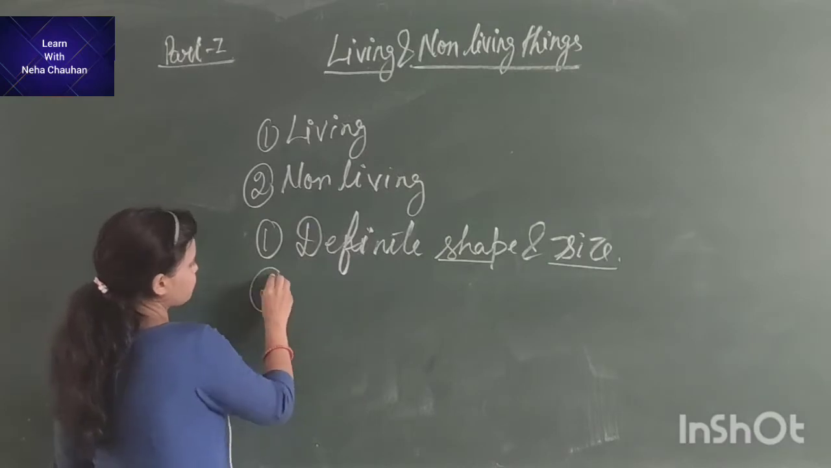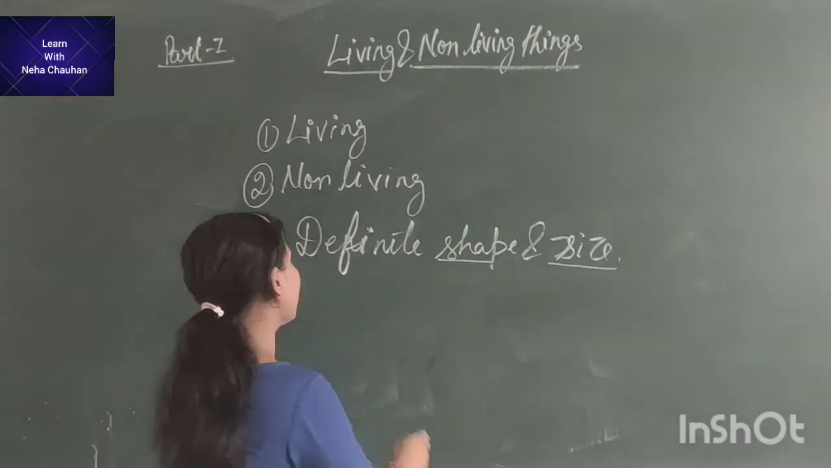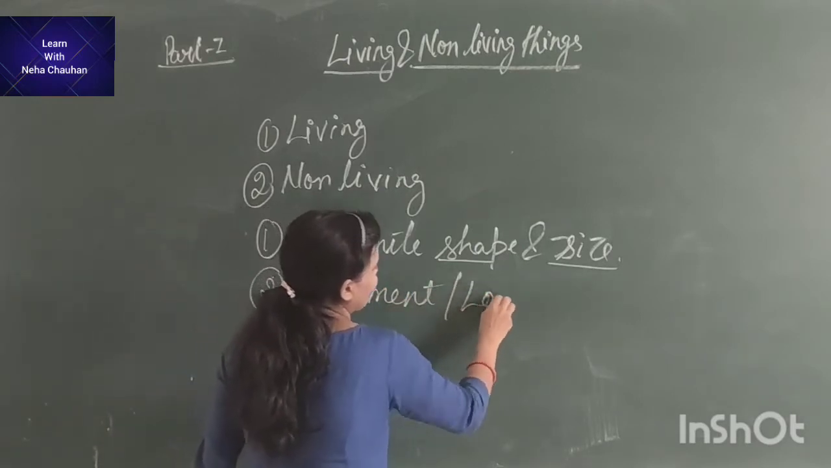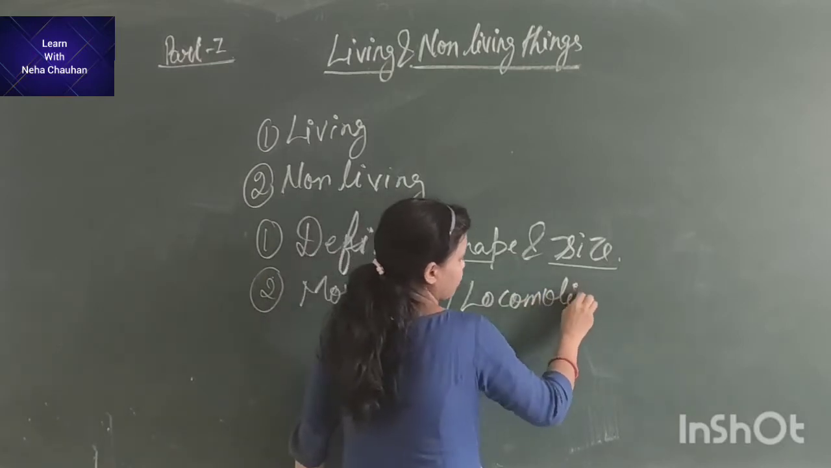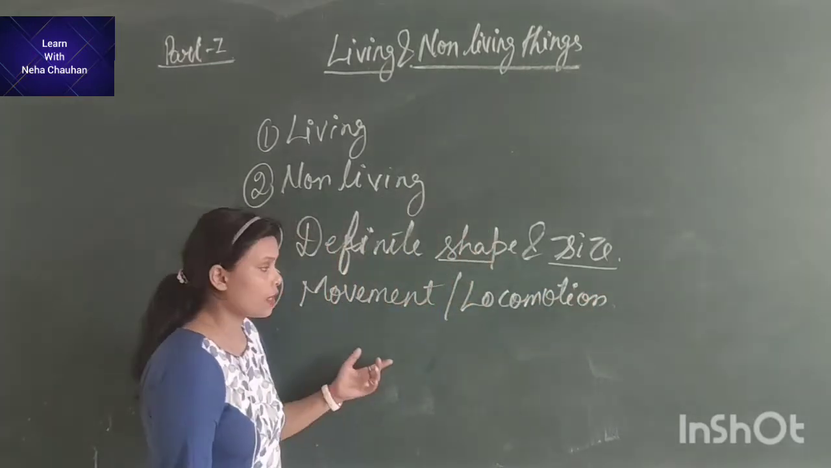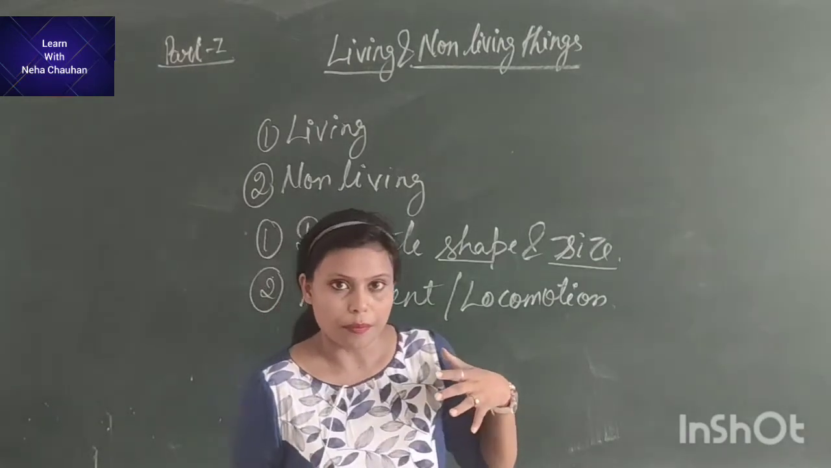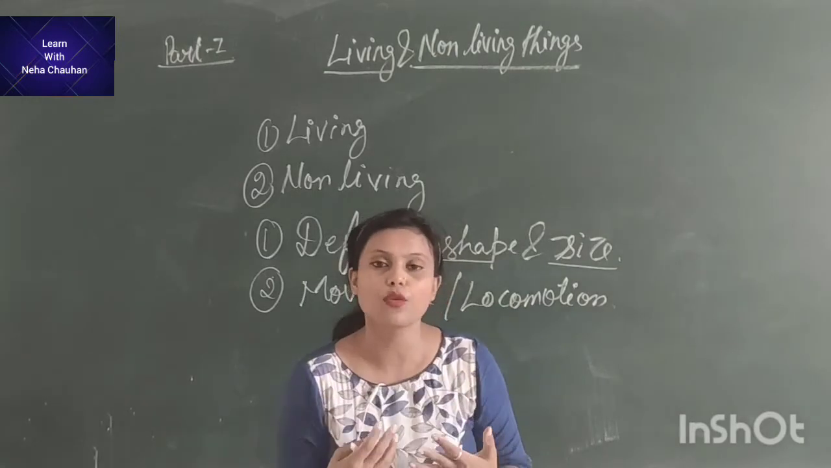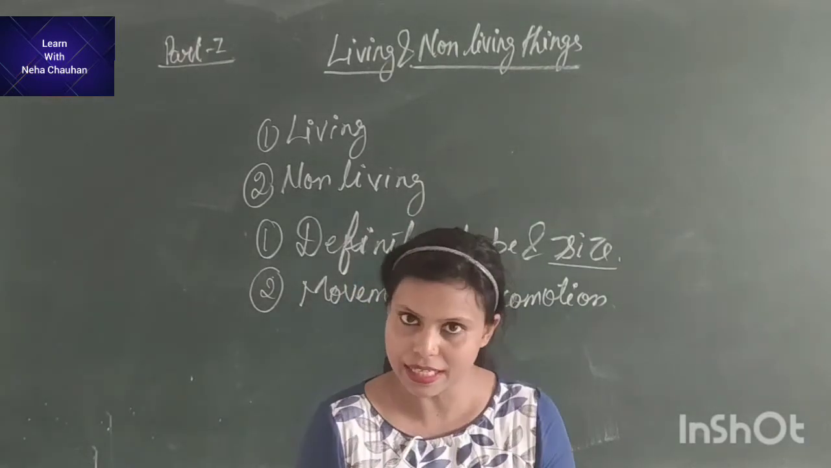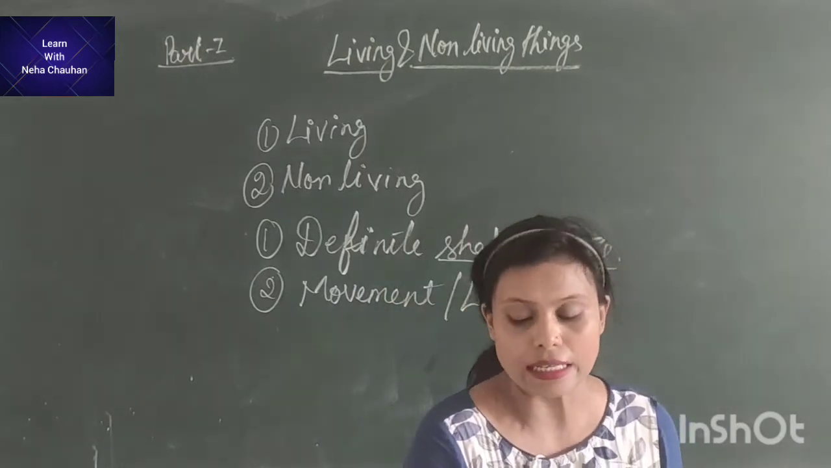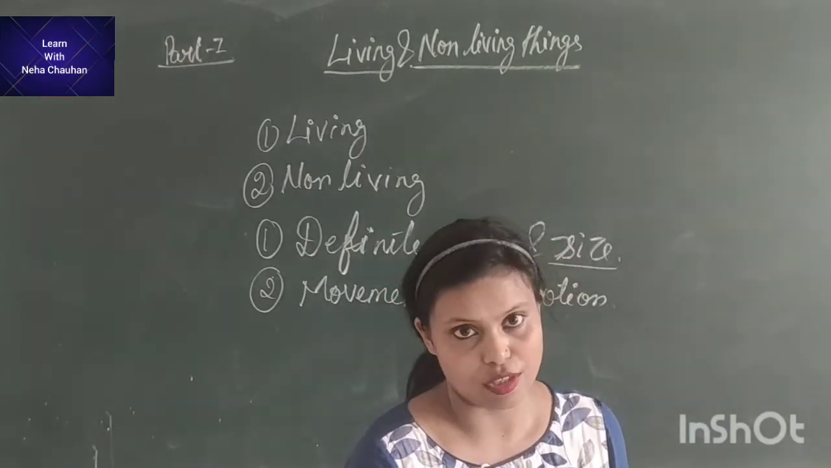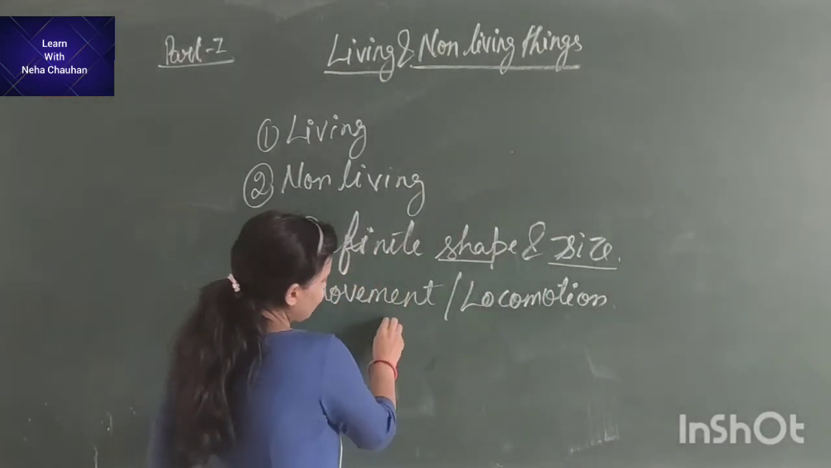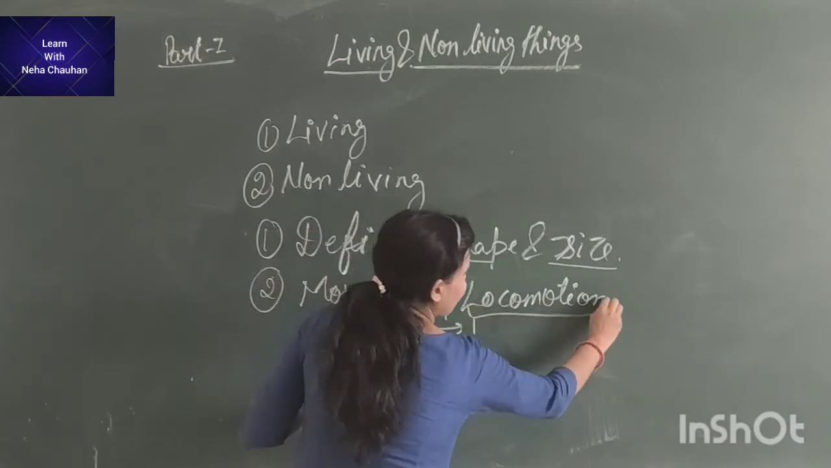Next is living organisms make movement or locomotion. That means the living organism move from one place to other place, like I am moving from here to here, right? That means this movement is represented by living organism only, alright? So living organism when move from one place to other place is known as locomotion.